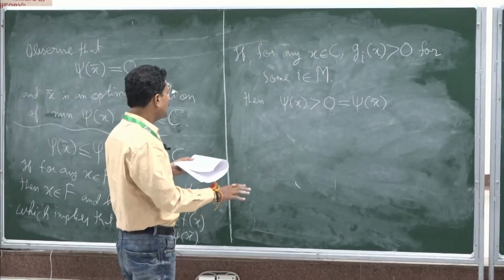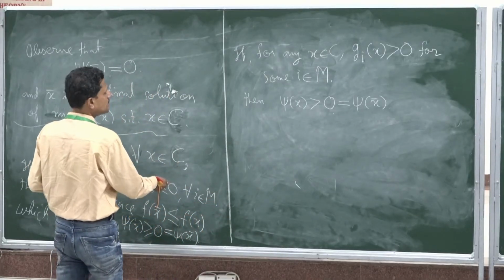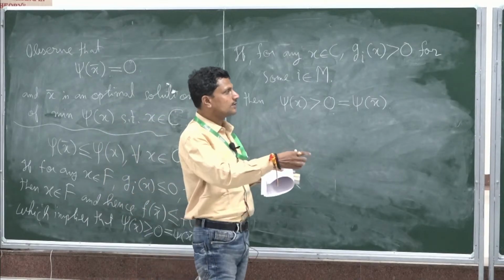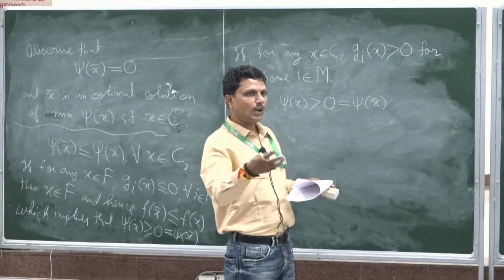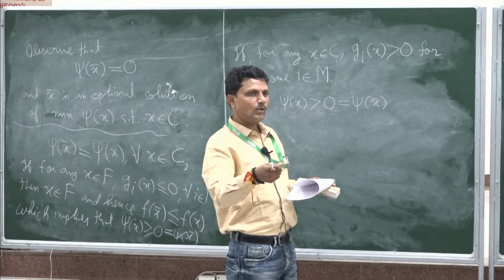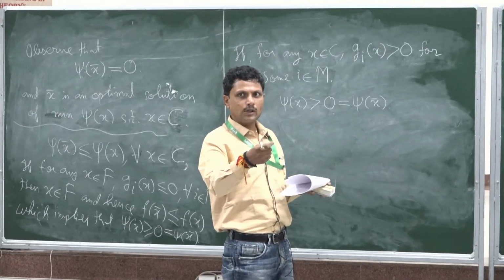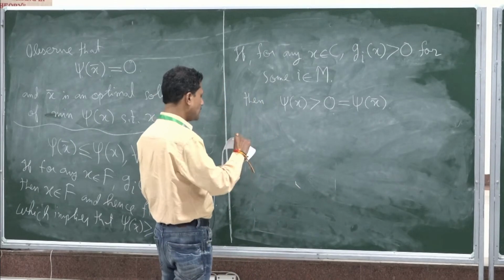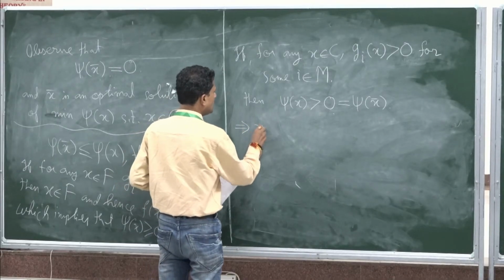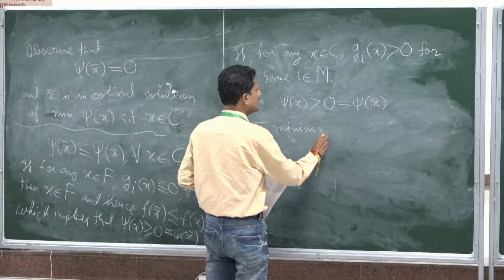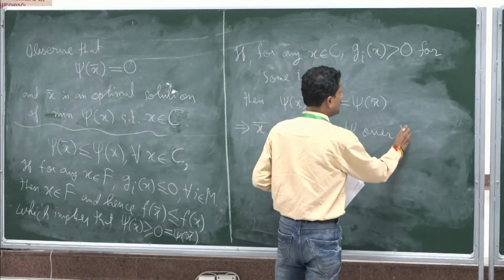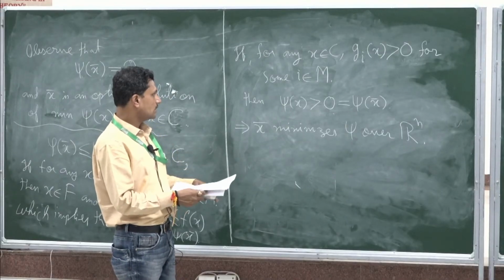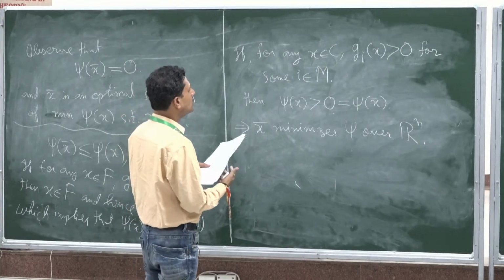So if you combine both these conditions, either it is in C, or if it is outside this C, phi is defined all over Rn. So now this x bar is an unconstrained optimal solution of phi over Rn, right? So that tells that x bar minimizes phi over Rn. And now you have the result: optimality conditions in terms of, actually not Rn, because over C.